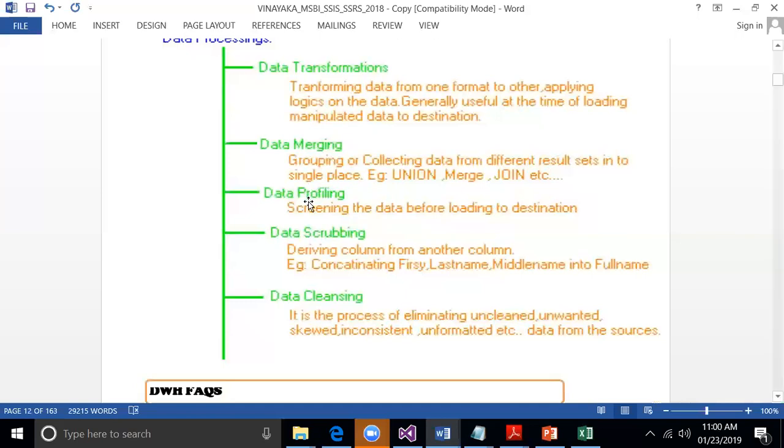What is profiling? I told you this morning. Profiling is clearing the data, scrubbing, changing the data. We use many facial and body scrubs, cleansers. This is to eliminate, this is to change.